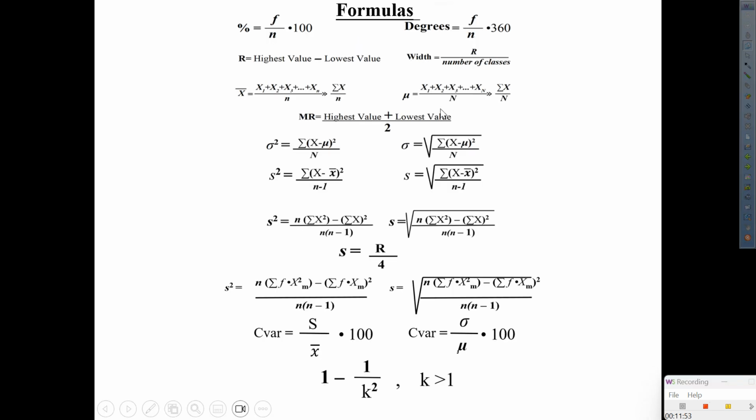All right, so here are our updated formulas: 1, 2, 3, 4, 5, 6, 7, 8, 9, 10, 11, 12, 13, 14, 15, 16, 17, 18, 19. Let's go. We're getting there, yeah? Huh, Caleb? Let's go. All right.